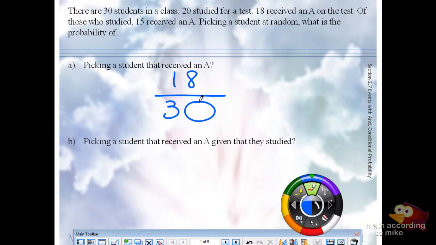But part A is no different. We could have actually seen part A in 2.4. It's 2.5 that introduces a new word. Probability of a student receiving an A given that they studied. This word given is a condition. And this section is called conditional probability.